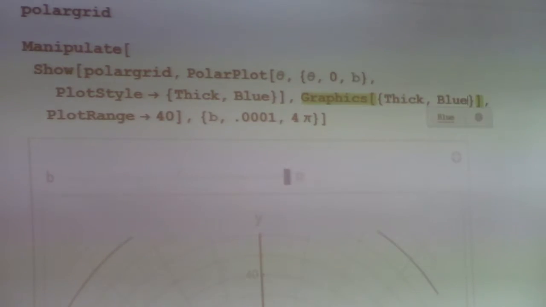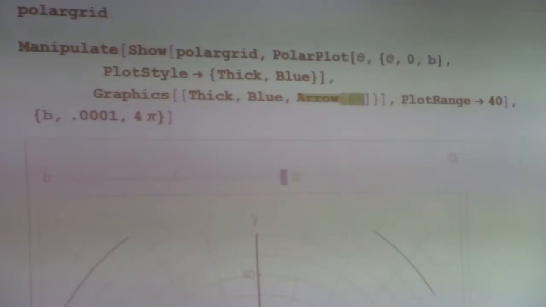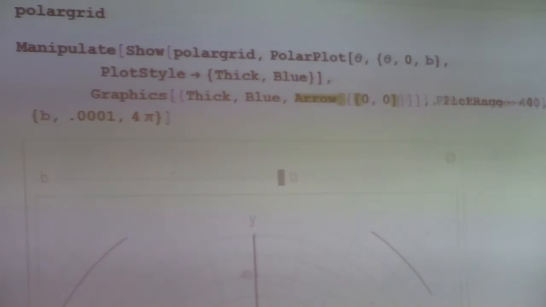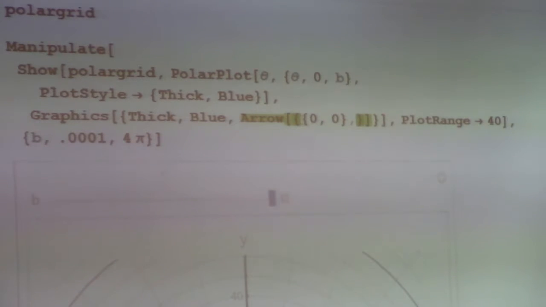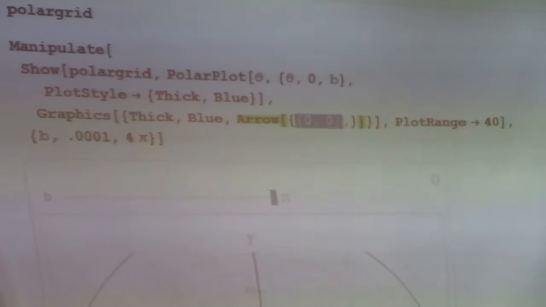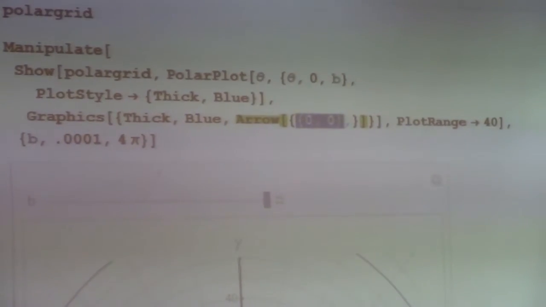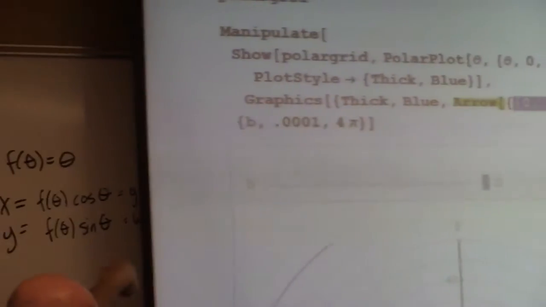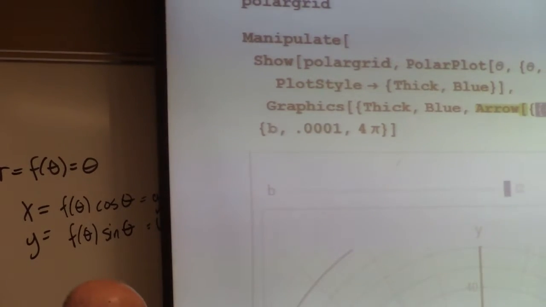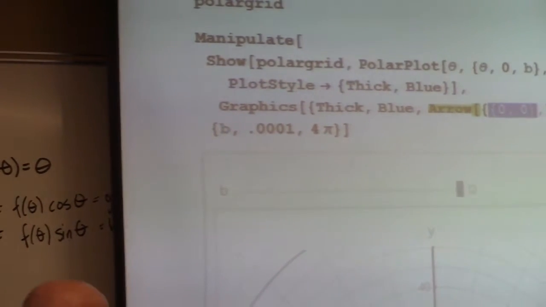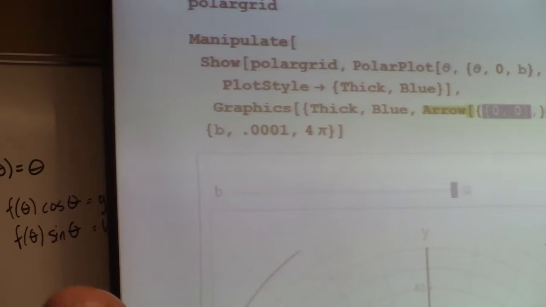Let's make the position vector first, with Graphics and Arrow. Put the position vector at the origin. This is going to start it at the origin here. Where do I want to end it? I want to end it at the location of the object as it moves, at those x and y coordinates right there. I have to use the conversion equations: x equals r cos theta, y equals r sine theta, because Graphics assumes you're in rectangular coordinates, not polar coordinates.